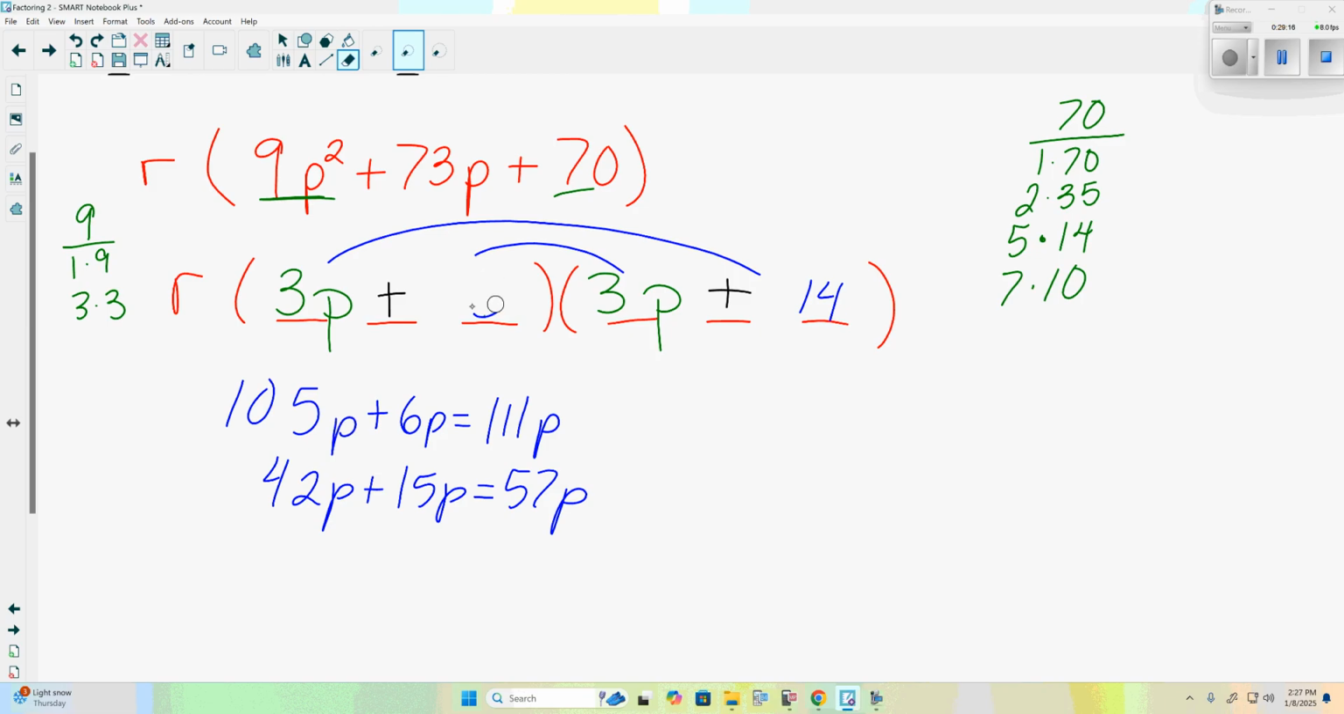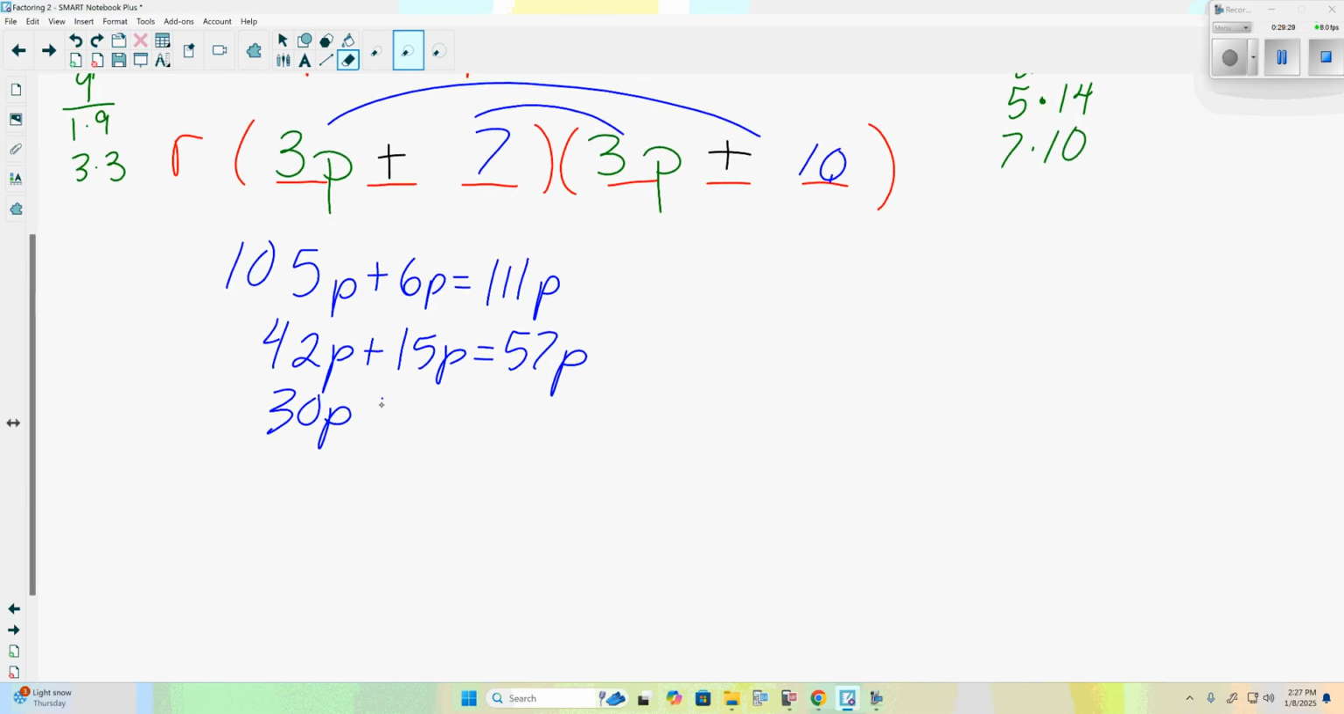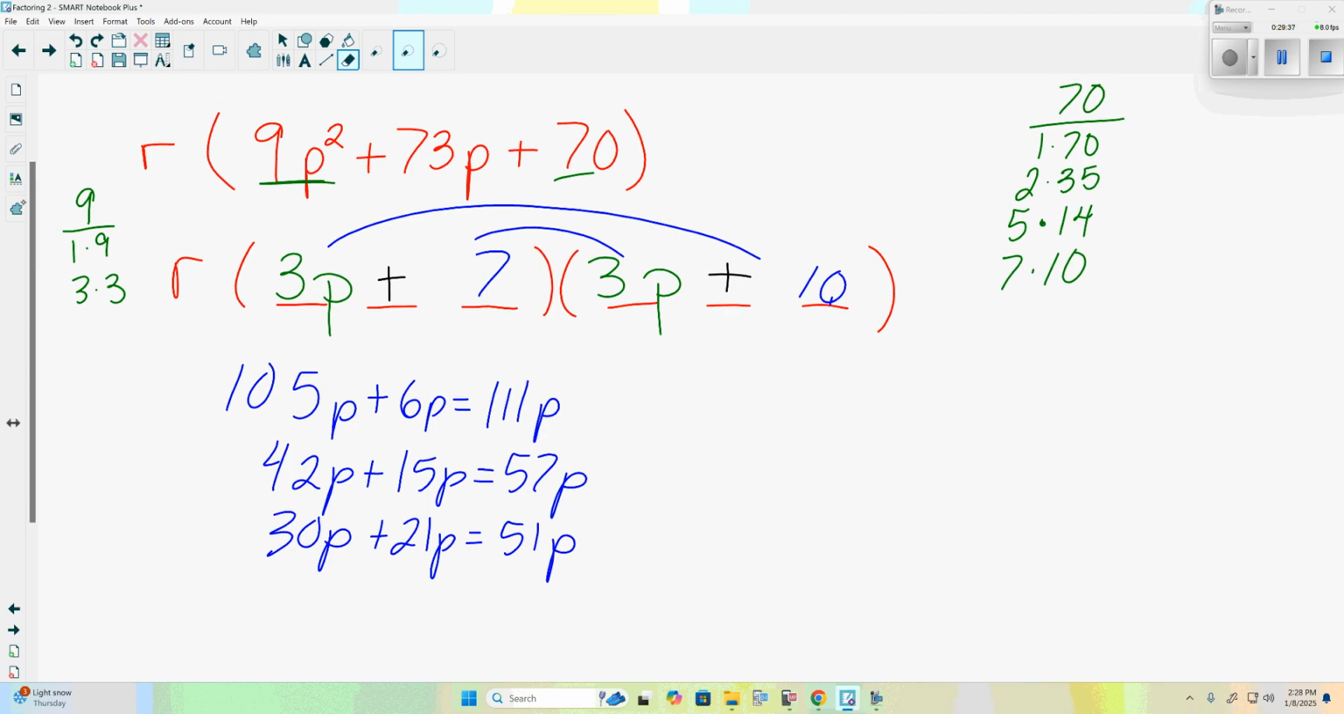And well, 7 and 10, 3p times 10 is 30p. 7 times 3p is plus 21p. 51p. Okay. Now the reason I do that is just to make sure, because again, 3 and 10, 7 and 10, there's been some of these here, I've thrown those out because again, I didn't think they were big enough, and it actually turned out to be the right answer. So again, it's good to check those just to make sure.